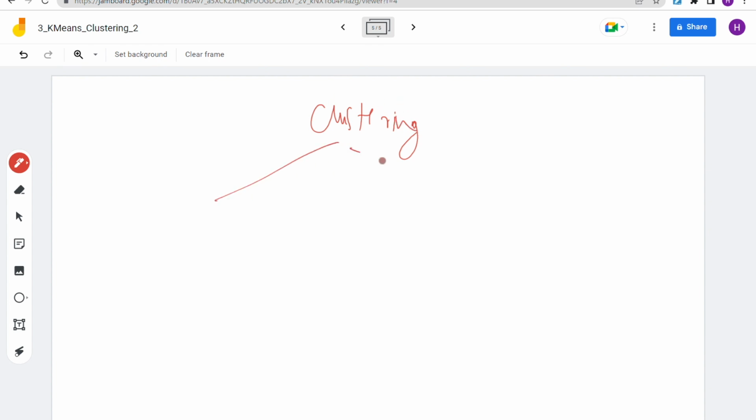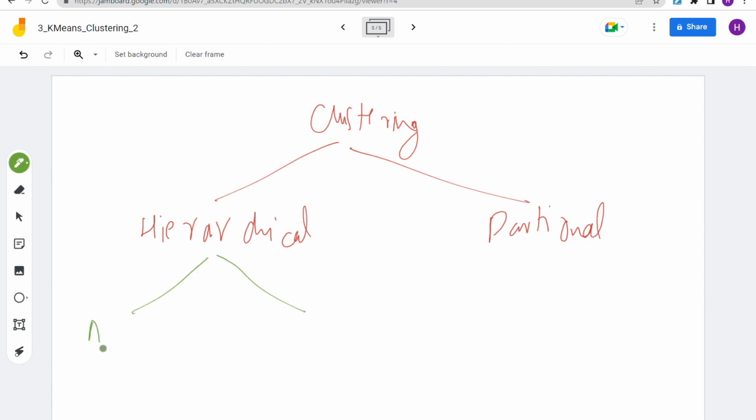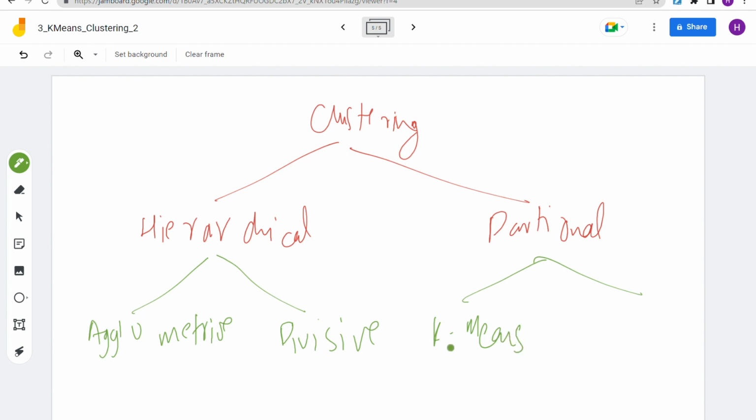Now there are basically two types of clustering. One is hierarchical and another is partitional. Under hierarchical, one is agglomerative and the other is divisive. And in partitional, we have k-means, which is the topic of our discussion, and fuzzy c-means.